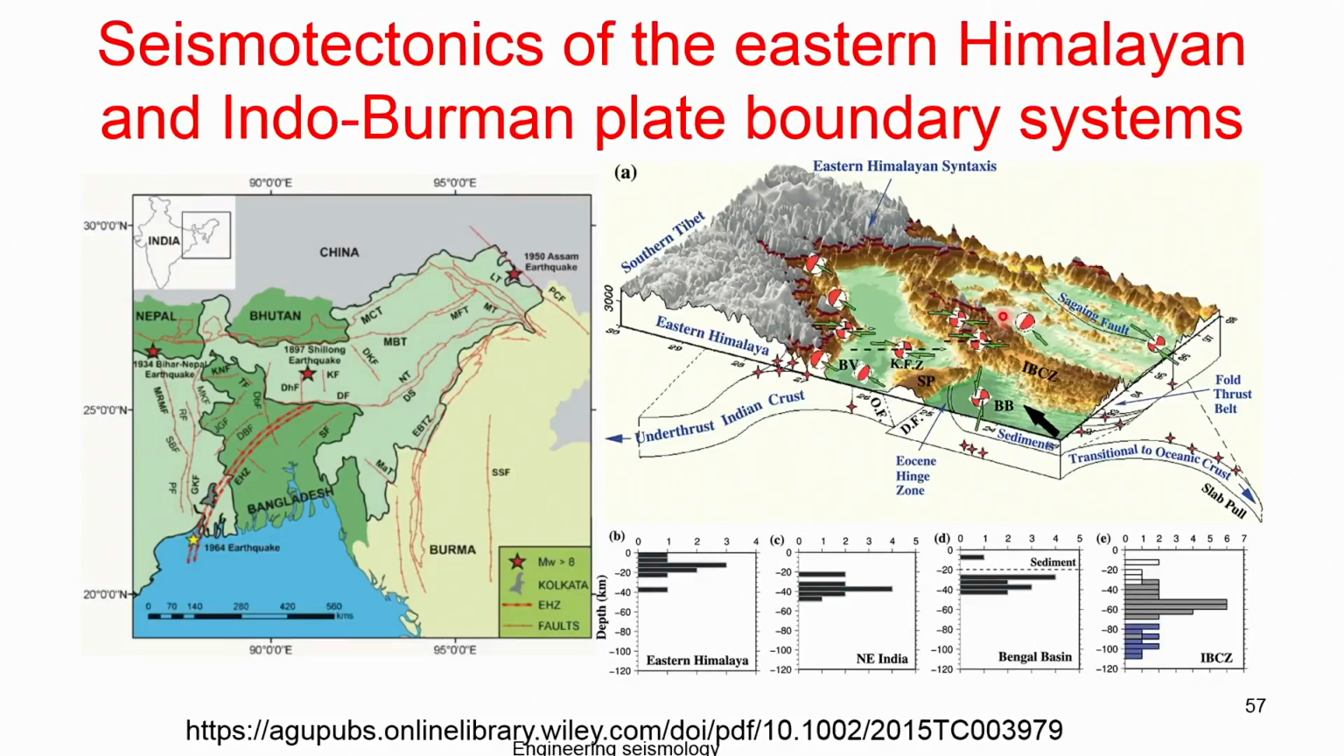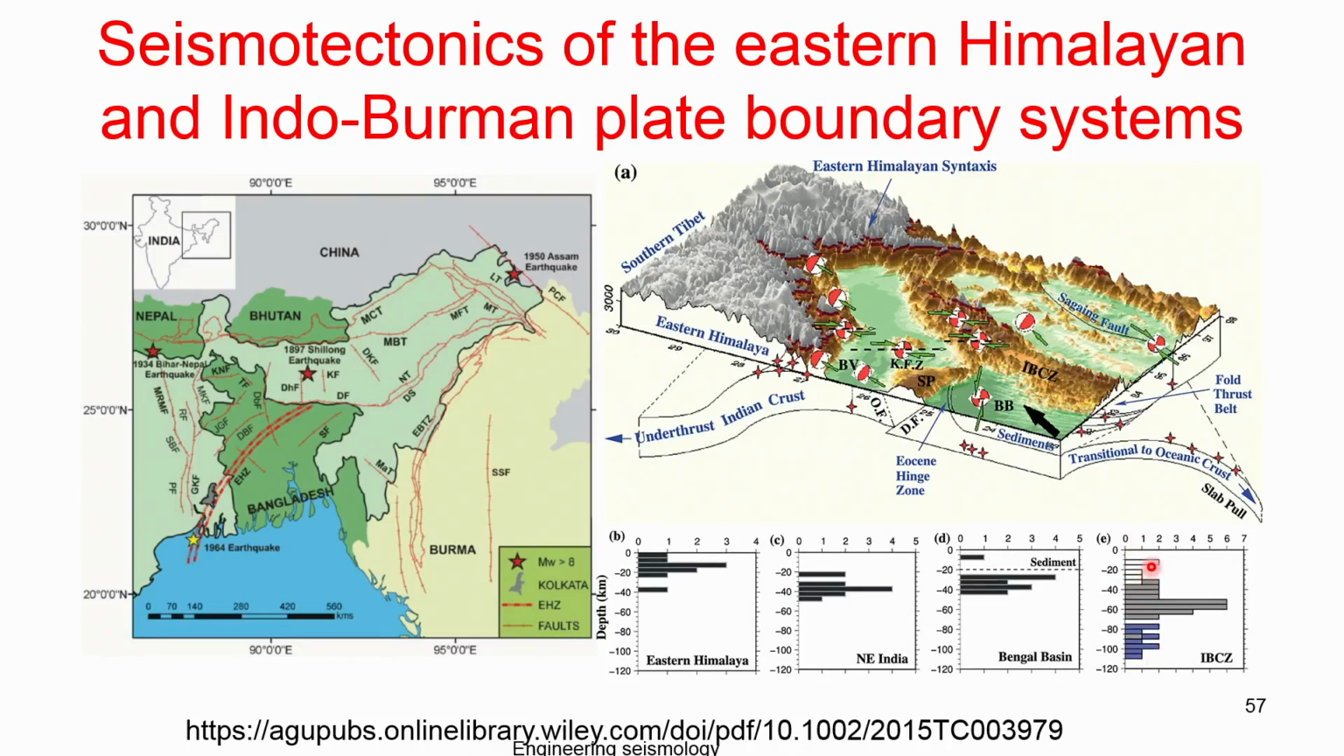If you look at the eastern part of the seismotectonic, we have seen that in the eastern Himalaya, the majority of the earthquakes are occurring up to 25 kilometer. When you move to the northeastern part, the earthquakes are occurring from 20 to 50 kilometer depth. In the Bengal basin, the earthquakes are occurring between 25 to 45 kilometer, and there are also shallow earthquakes between 5 to 10 kilometer. If you go to the IBCZ area, the earthquakes are occurring up to almost 110 kilometer depth.